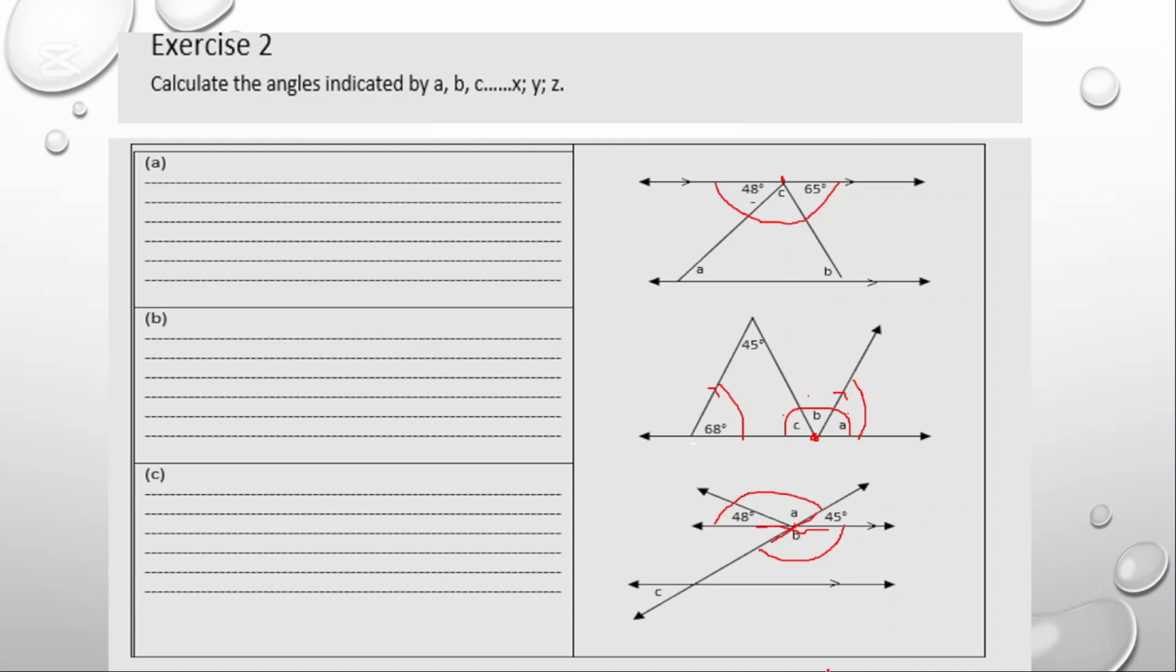That's the only clue I'm giving you. B is vertically opposite A and 48. So, once you have A, you can find the value of B. B is vertically opposite A plus 48.